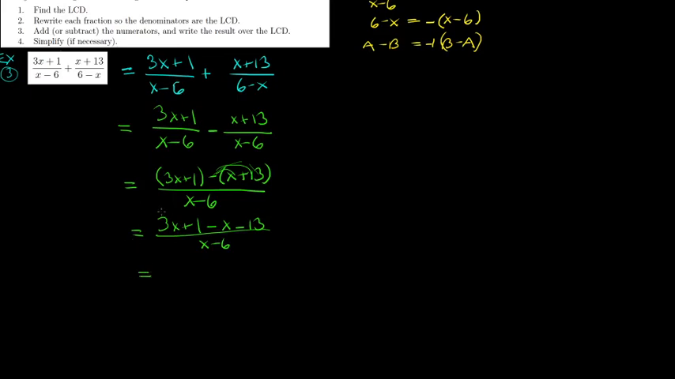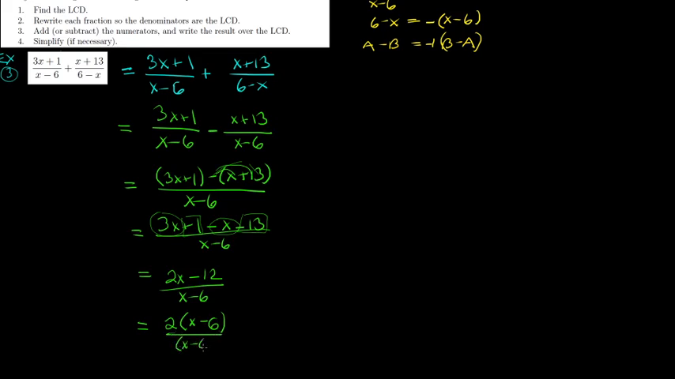So what can we simplify here? We have 3x − x, that's just 2x. And then we have +1 − 13, that's just −12. So 2x − 12 over x − 6. But can we simplify? What can we do with the numerator here? We have 2x − 12. Notice they both are even numbers, so they're divisible by 2, so I can factor out a 2 here. This is 2 times (x − 6), since 12 divided by 2 is 6.